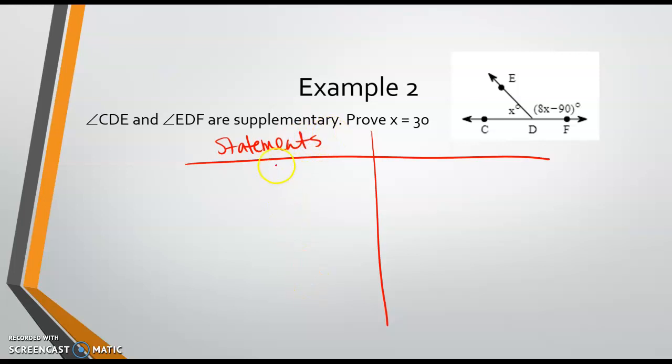So again, the statements are how, step by step. What is the math that we are doing? And my reasons are why can I do that step that I did? So our first statement is always our given, and in this case, we are given that angle CDE and angle EDF are supplementary.